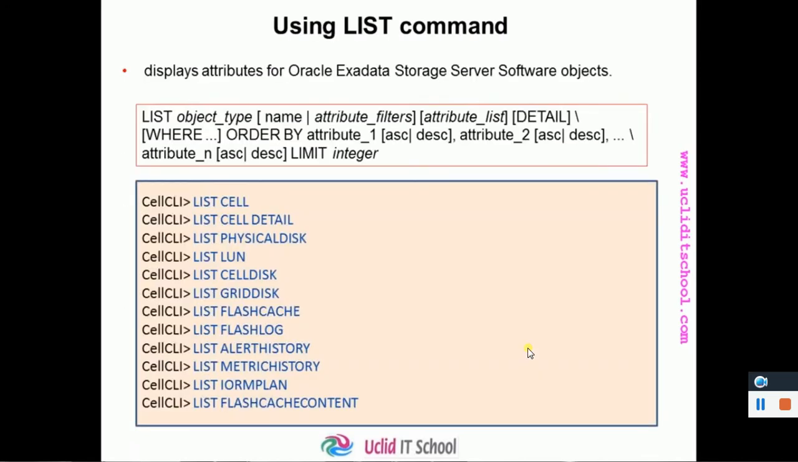This is the syntax of the list command. You can use a where clause to filter the results also. Like list cell disk where disk type equal to hard disk. List cell disk where disk type equal to flash disk. So you can use the where clause in the list command to filter the results.